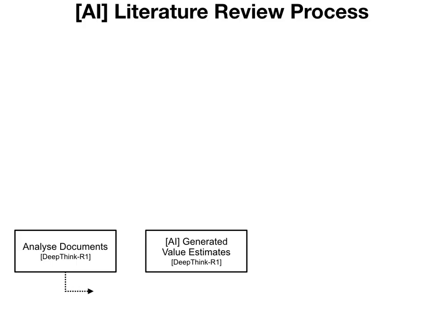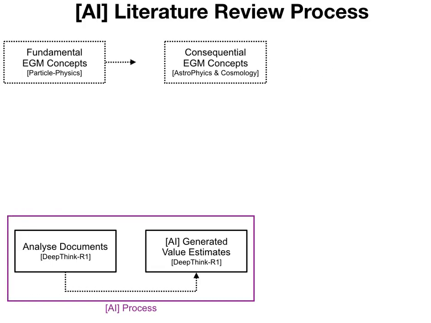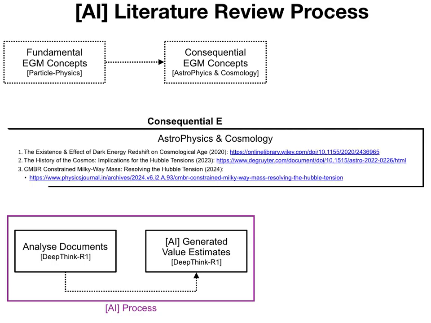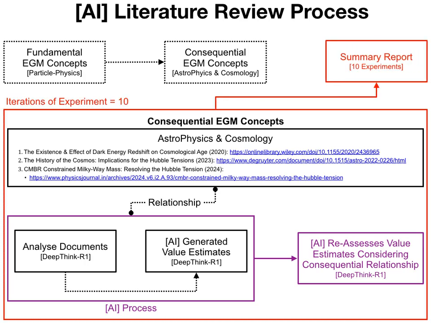Once the AI has generated a value estimate based upon fundamental electrogravimagnetic concepts, it is instructed to reassess its value estimates based upon a consequential EGM relationship between particle physics, astrophysics and cosmology. In other words, the AI is instructed to reassess its value estimates considering that EGM astrophysics and cosmology solutions are derived from EGM particle physics solutions.